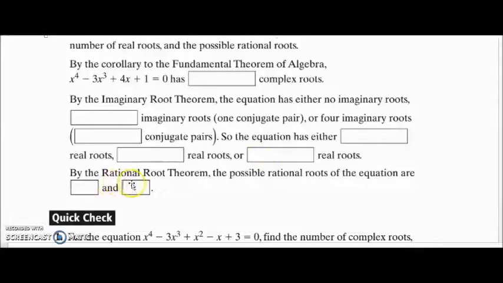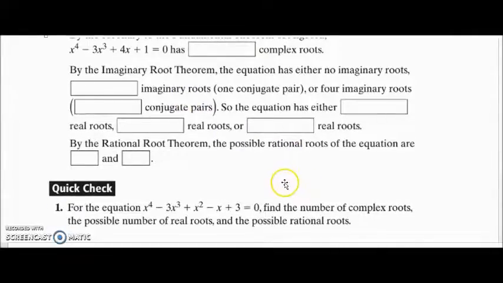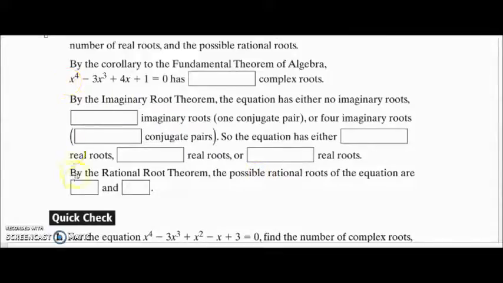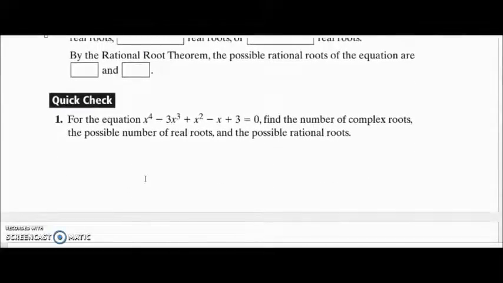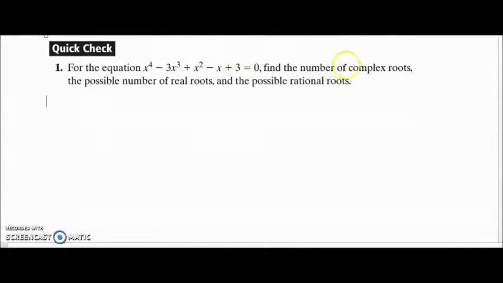And the rational root theorem says that the possible rational roots, so far we have complex roots, we have imaginary roots, and now we have rational roots. Rational roots of the equation, for this particular equation, are going to be +1 or -1. And we'll take a look at why that is and how you can figure that out. I'm actually going to do the quick checks with you in this particular lesson. So let's go ahead and move to the quick checks, to find the number of complex roots, the possible number of real roots, and the possible rational roots.